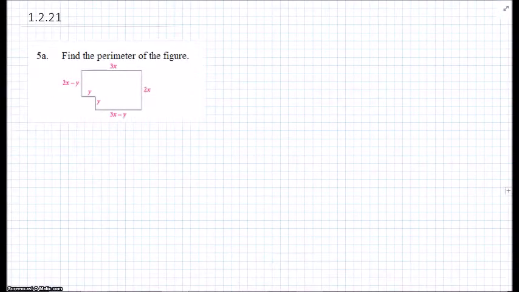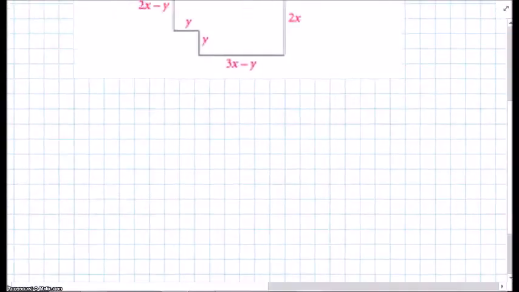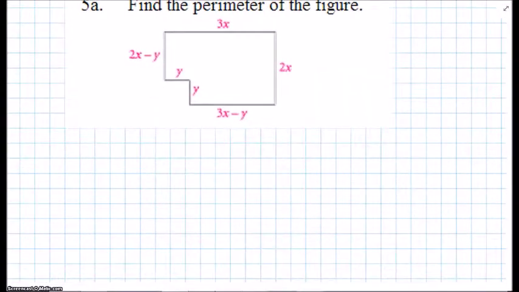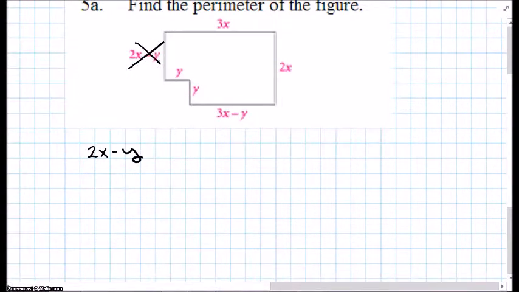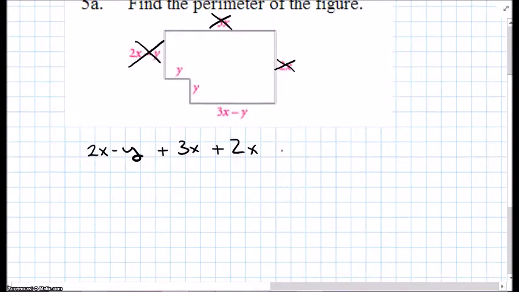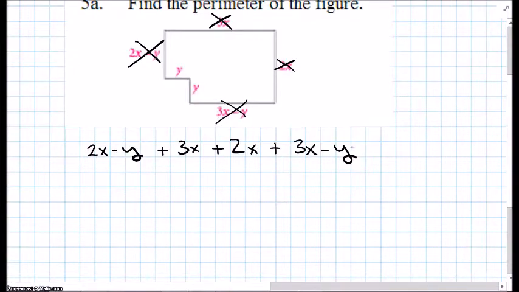Okay, another example. Find the perimeter of the figure. Okay, let's do the same thing we did last time. Let's just go around the horn. So here we go. We're going to start off with 2x minus y. Then we're going to start at top, 3x plus 2x plus 3x minus y plus y plus y. Okay, sum like terms.